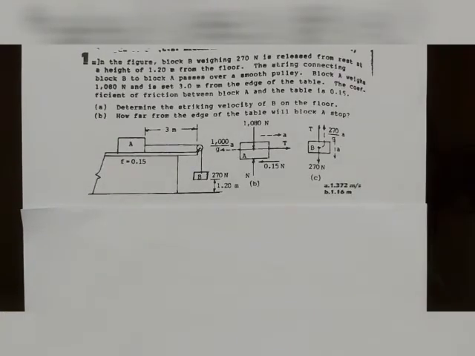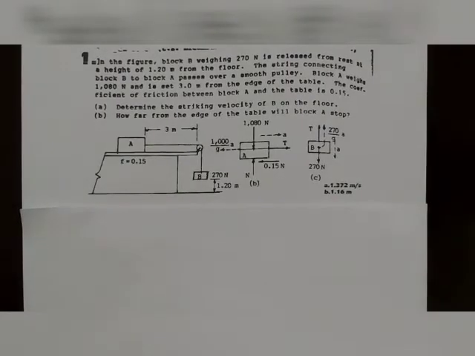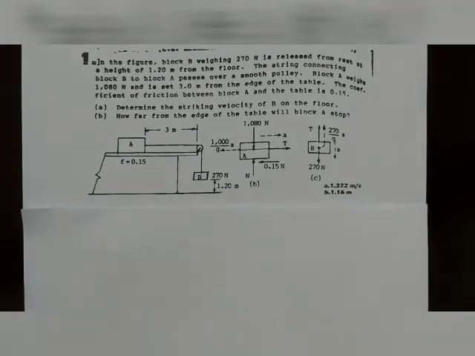So the question is A. Determine the striking velocity of B on the floor, and B. How far from the edge of the table will block A stop? So para makuha natin yung velocity na hinahanap sa A, solve muna natin yung acceleration. Okay, so solve muna natin yung acceleration.